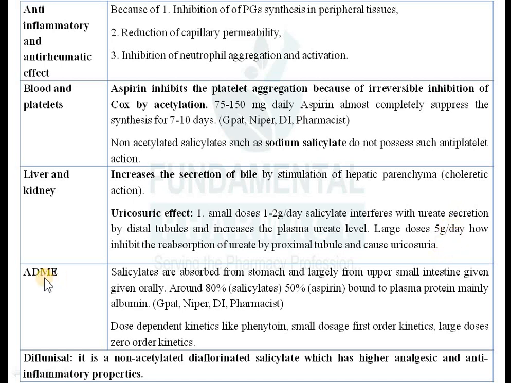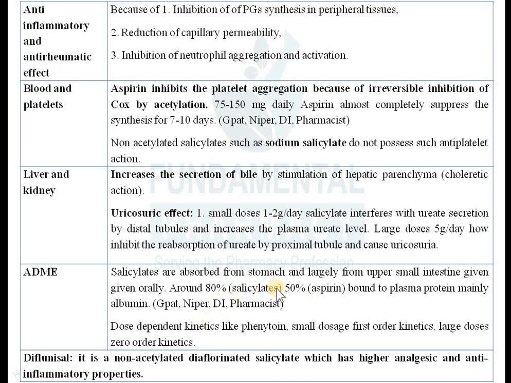What is the absorption, distribution, metabolism, and elimination of aspirin? Salicylates are absorbed from the stomach as they are weak acids. They will remain unionized in the stomach and they will be better absorbed from the stomach. Around 80% of salicylates are absorbed from the stomach and upper area of the duodenum, and most of the salicylates will bind to a plasma protein known as albumin.